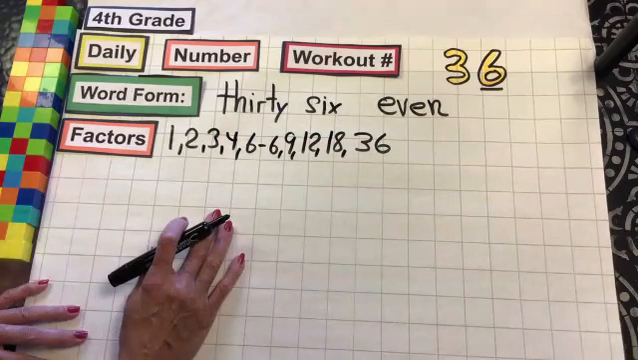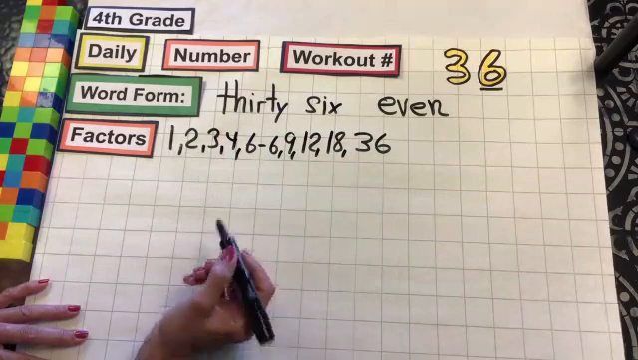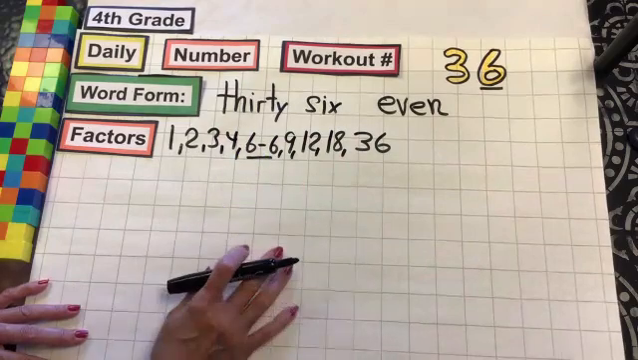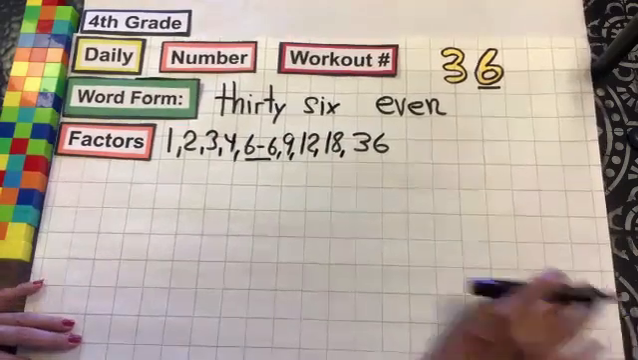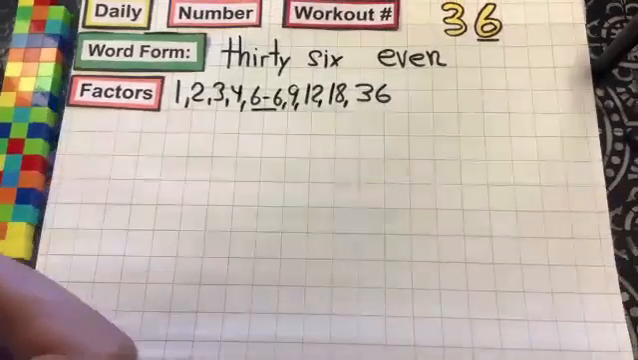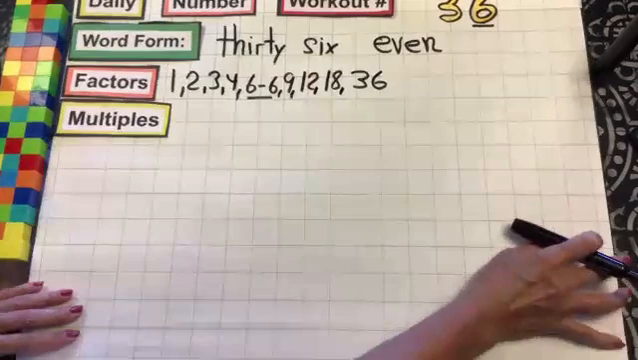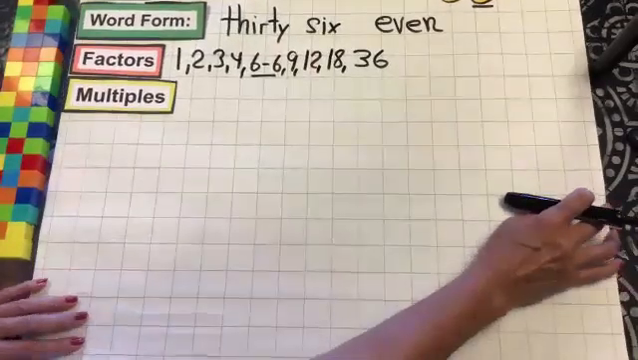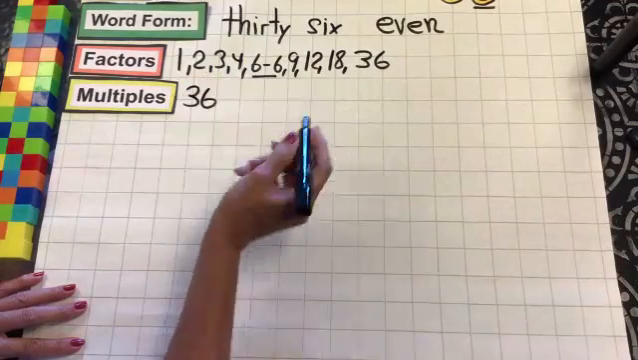All right, so lots of factor pairs. Looks like there's 9, since 6 and 6 are the same number. 9 factors to 36. So that's a lot. Let's go on to doing our multiples of 36. So if we're counting by 36, we're just multiplying 36 by all the numbers. So let's start off. 1 times 36 is 36.